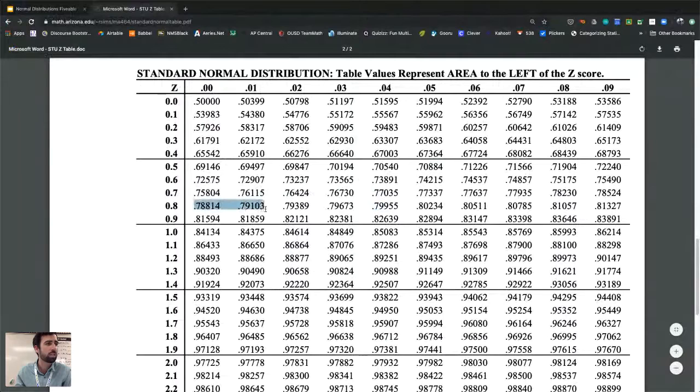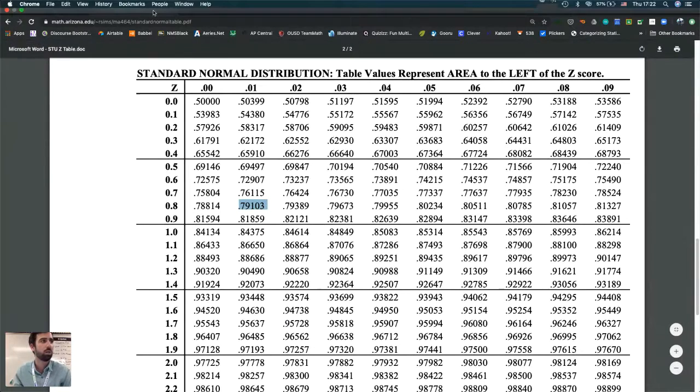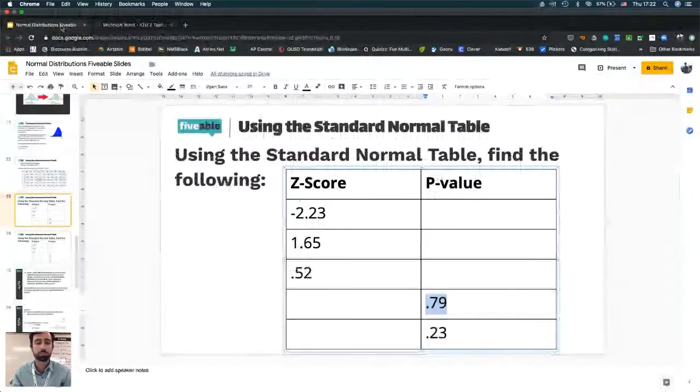So we have to decide between these two which one's closer. It looks like this one's going to be a little bit closer. So a z-score of 0.81 would be the closest z-score to a percentile of 79. So we're kind of going backwards.